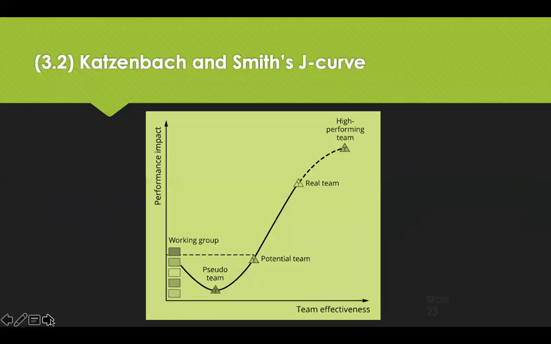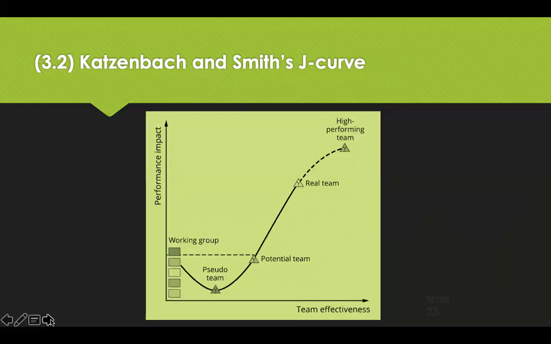This model was developed using a J-shaped curve that charts the performance impacts as a group passes through the following stages of development into a real team. So you've got the working group, which has no common purpose, but there's information sharing. The pseudo team operates as a team even if it doesn't perform as a team. Potential team is moving towards a common purpose and performance levels rise.